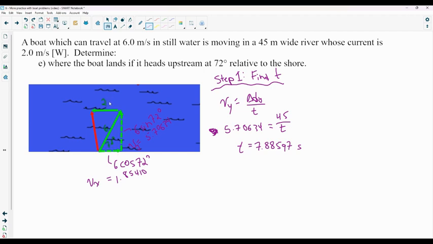Okay, so that's our step one. That's how long it's going to take for this boat to get across the river. We're looking at the y velocity. There's only one of them in the vectors that we're adding together. So that's the one that we use. Easy. Okay, let's go step two.